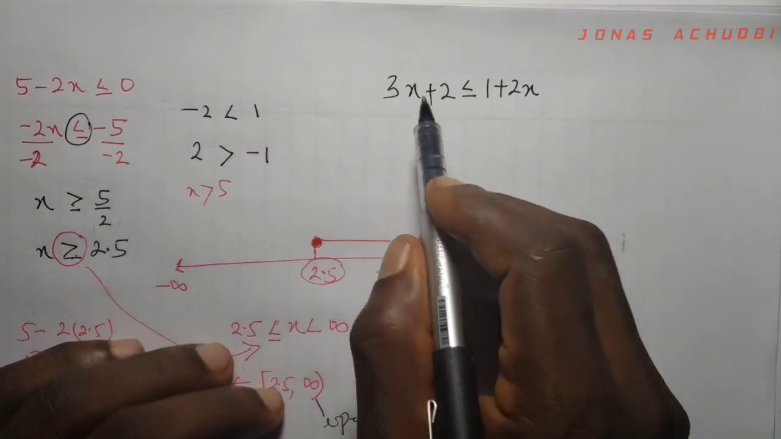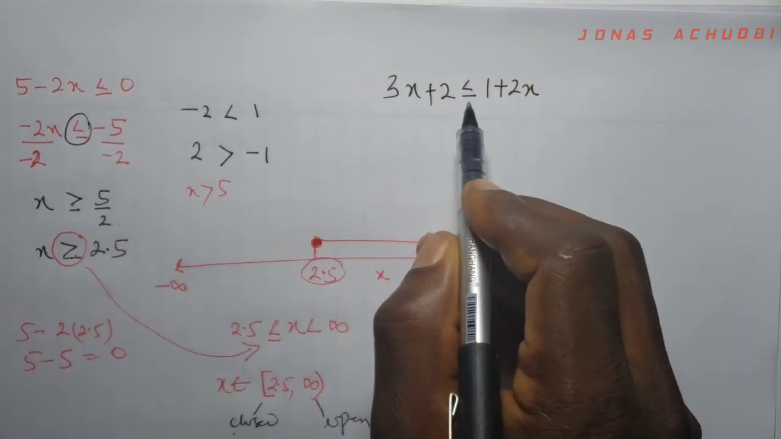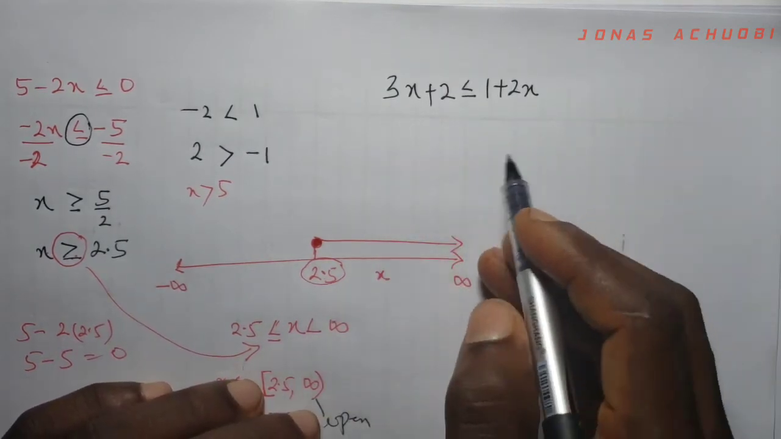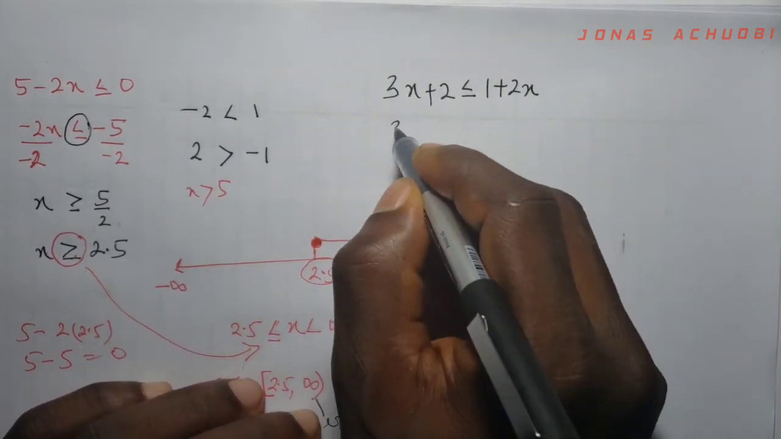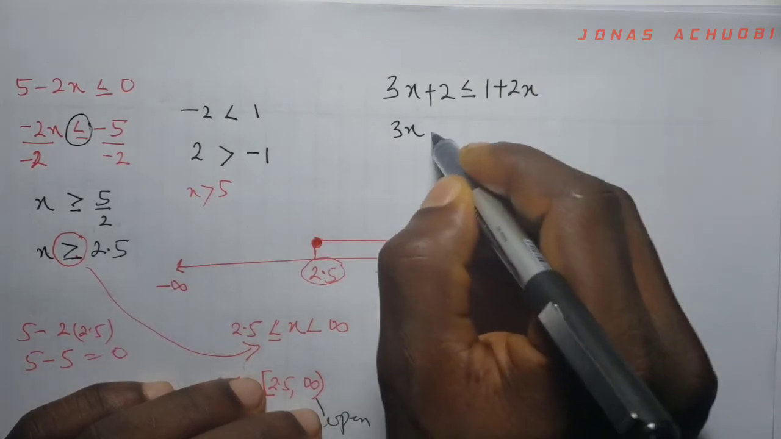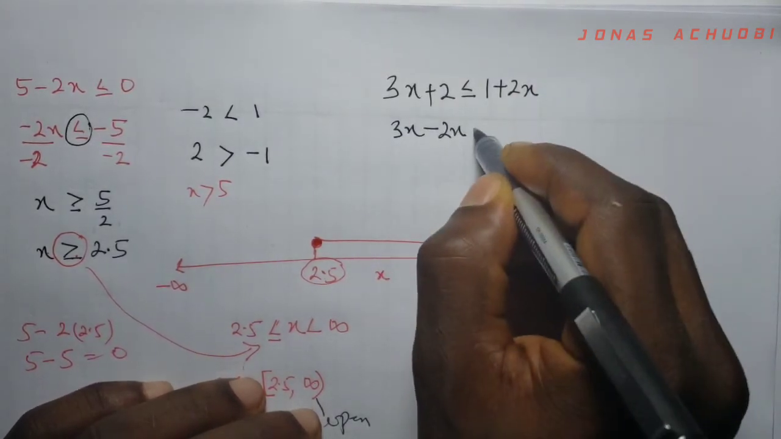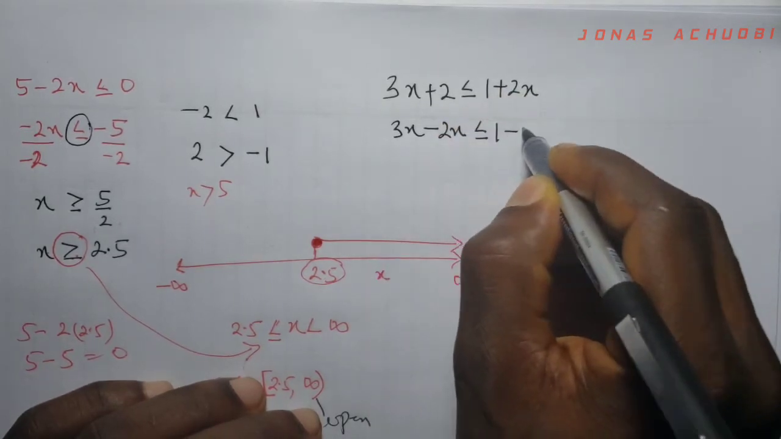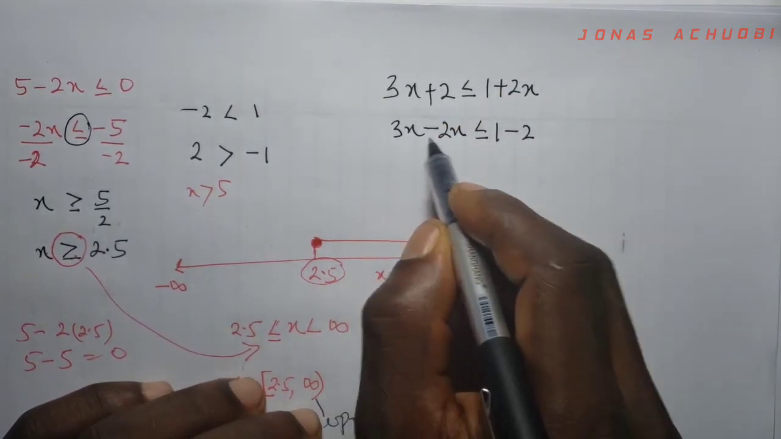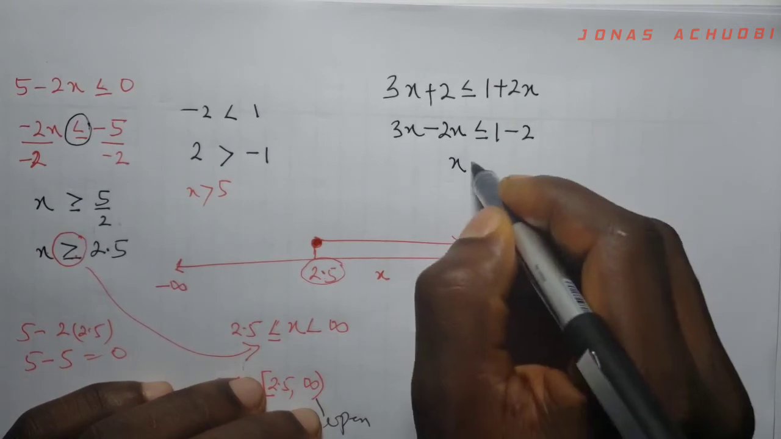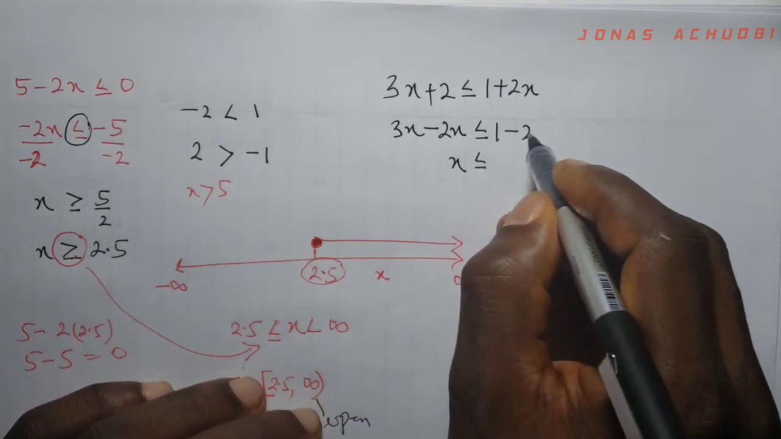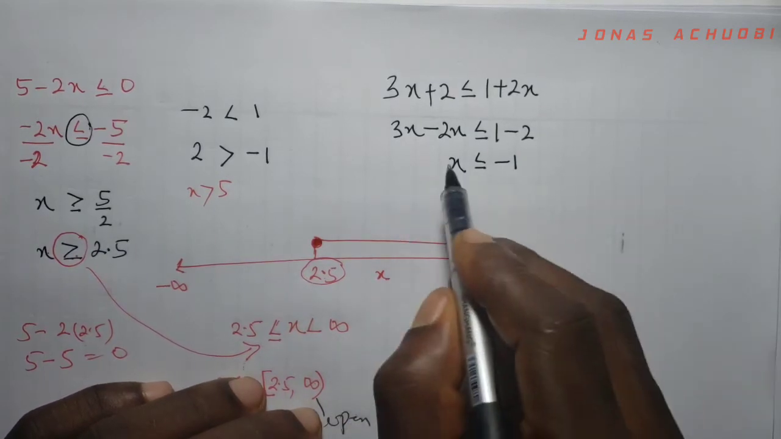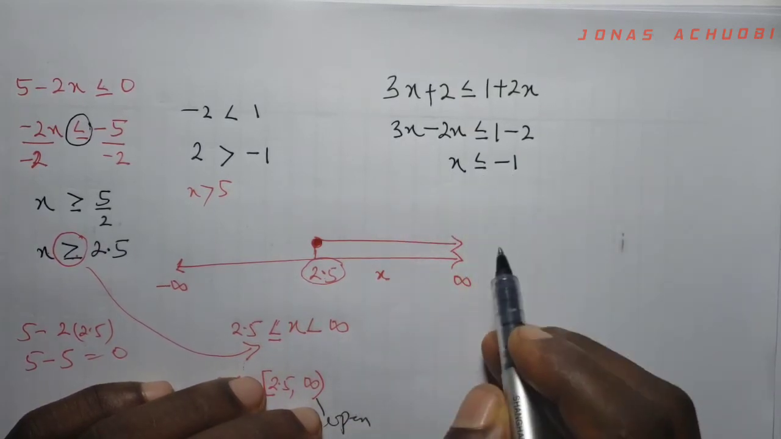For the third example, we have 3x plus 2 less than or equal to 1 plus 2x. So let's solve again. We take like terms as we did before. So we have 3x, this is plus 2x to the left becomes negative 2x is less than or equal to 1. This is plus 2 to the right becomes negative 2. So that 3x minus 2x is x, and that is less than or equal to 1 minus 2, which is negative 1. So our solution is x is less than or equal to negative 1.